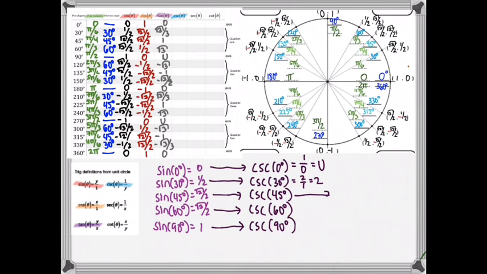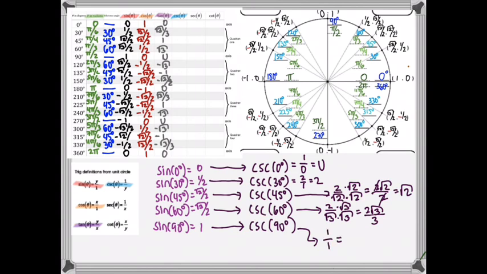This guy is going to require a little more work. We take the reciprocal of square root of 2 divided by 2, and that gives us 2 divided by the square root of 2. We need to rationalize the denominator by multiplying the top and the bottom by the square root of 2, and we get 2 square root of 2 all over 2, which cancels to the square root of 2. This guy right here, we take the reciprocal of square root of 3 divided by 2, and we get 2 divided by the square root of 3. Multiply the top and the bottom by the square root of 3, and we get 2 times the square root of 3 all over square root of 3 times square root of 3, which is 3. And then finally, we have 1. The reciprocal of 1 is 1 over 1, which is 1.